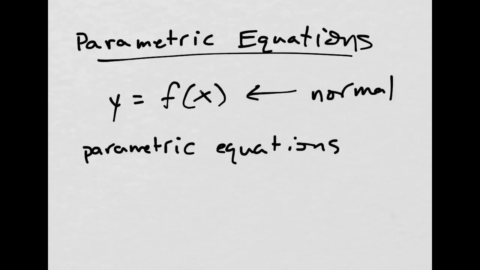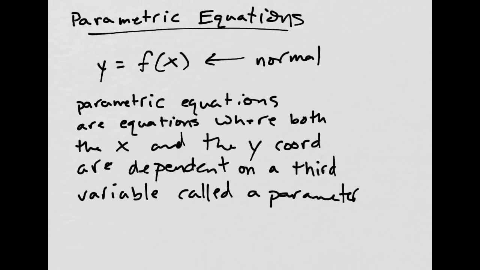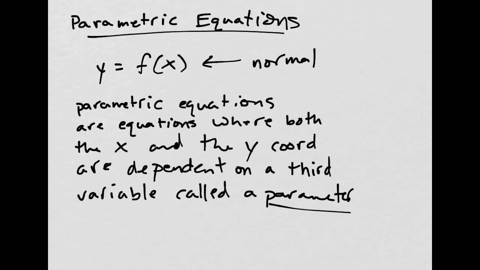I think I might have said parametric functions. I meant parametric equations, because they're not functions. I don't know if I said functions or not. I can't remember. So it's called parametric equations. Parametric equations are equations where both the x and the y coordinate are dependent on a third variable called a parameter. Let's take a look at what I'm talking about.